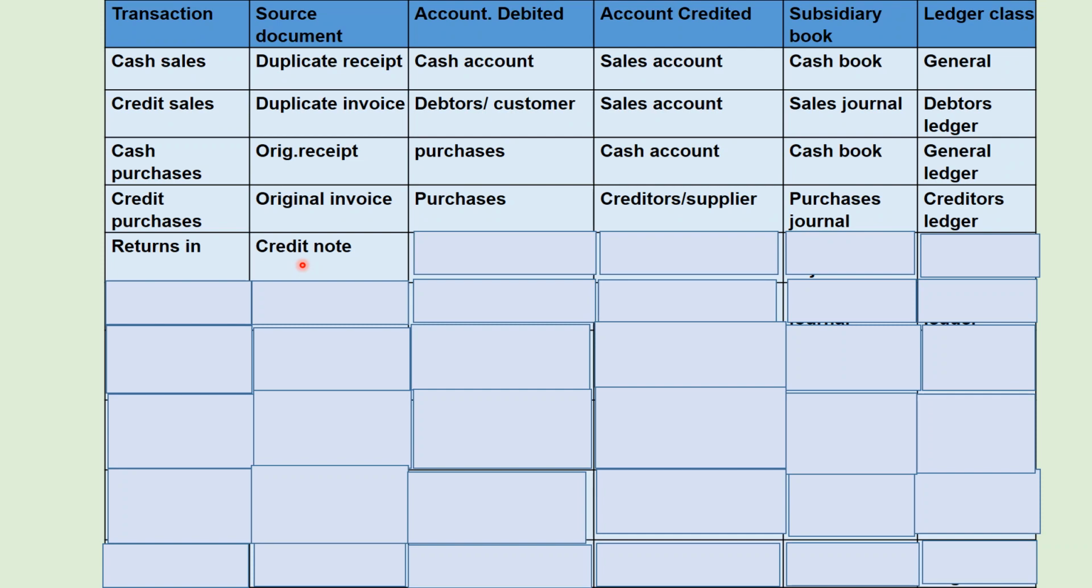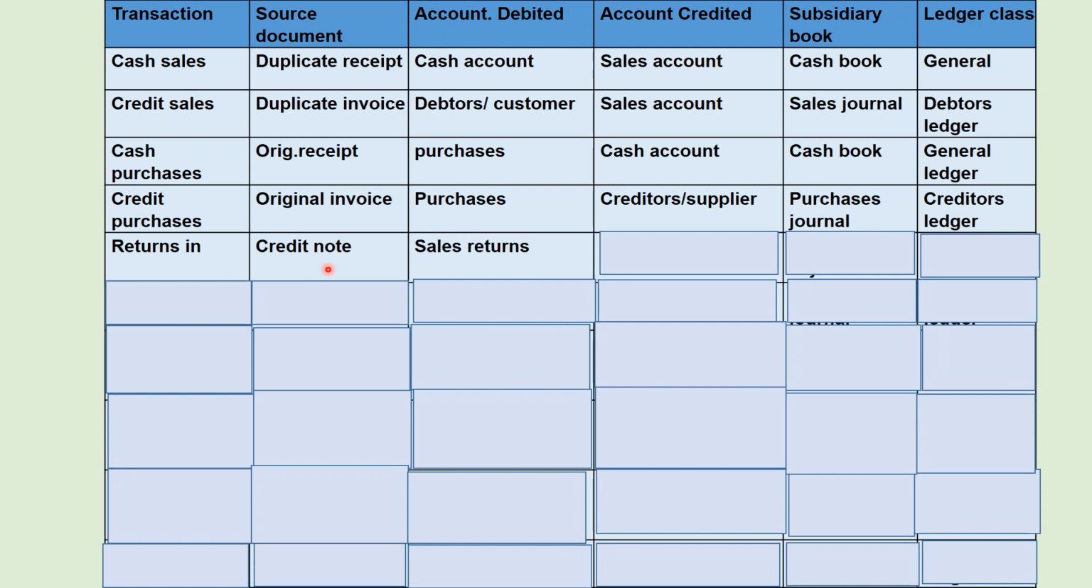So you owe money to the buyer. The buyer is more like your creditor because you owe money to that buyer. Therefore, they are going to send you a credit note saying that you have our money, you have our credit. Okay, so what accounts are involved here?